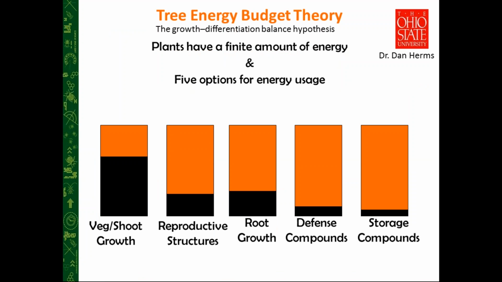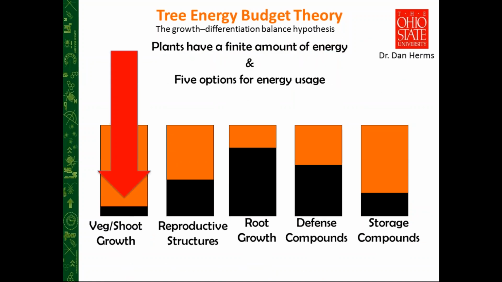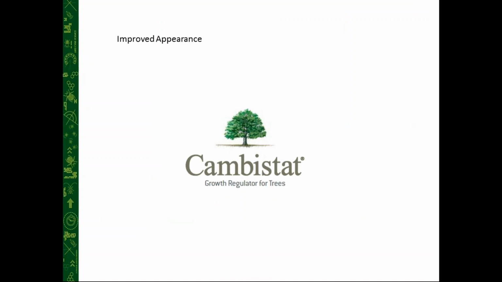And then real quick, too, we talked about the tree energy budget theory as proposed by Dr. Dan Herms. And what this is stating is that trees put their energy into five different buckets that would include above ground top growth, reproductive structures like flowers and fruiting, root growth, and again, that's that fine absorptive root growth, defense compounds and storage compounds. And if we ask the plant by using CanvasStat to stop putting so much energy into that above ground top growth, well, the plant's still going to have all those resources. It's still going to collect the same amount of resources from the soil, still going to collect the same amount of solar energy, but it's then going to be able to reallocate that energy into these different buckets. And so that's where we're going to also start seeing this improved appearance, this drought resistance and disease resistance, things like that. So let's begin with improved appearance, number one on our list of five.